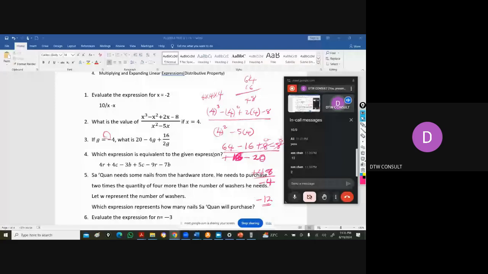Ali, are you close? No, I'm still looking. I get confused. The problem is if g equals negative 4, what is the value of this equation? What is the value of negative 15 over 2g if g is negative 4? Okay, so put it in this expression. This is an expression. All right.